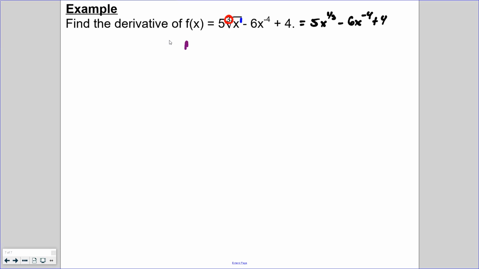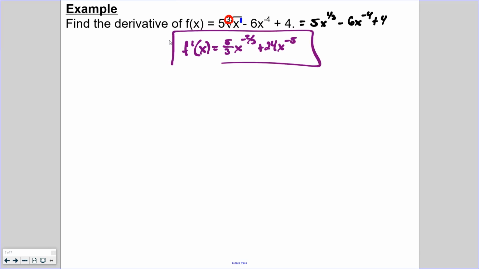So f prime of x is going to be derivative of 5x to the 1/3 will be 5/3 x to the negative 2/3. Negative 6 times negative 4 is positive 24 x to the negative 5th. And then the derivative of 4 is 0, so we don't need to write it. So therefore, the derivative of 5 times the cube root of x minus 6x to the negative 4th plus 4 is 5/3 x to the negative 2/3 plus 24x to the negative 5th.